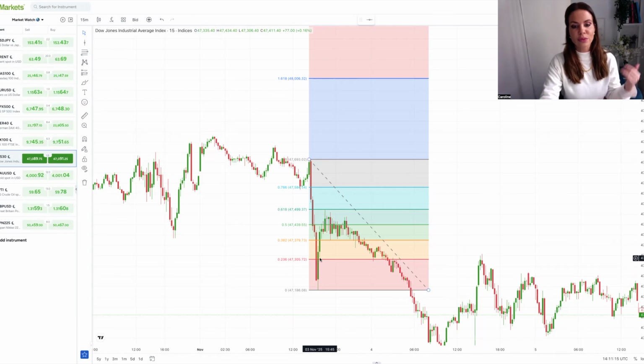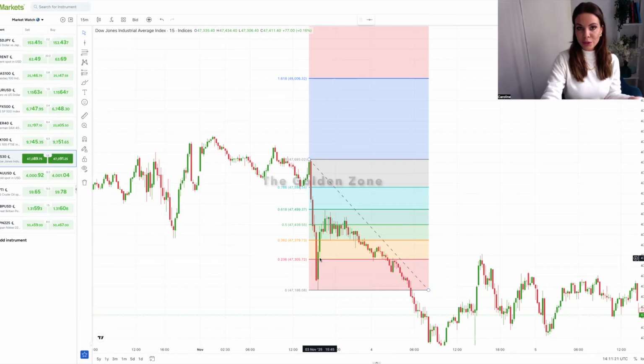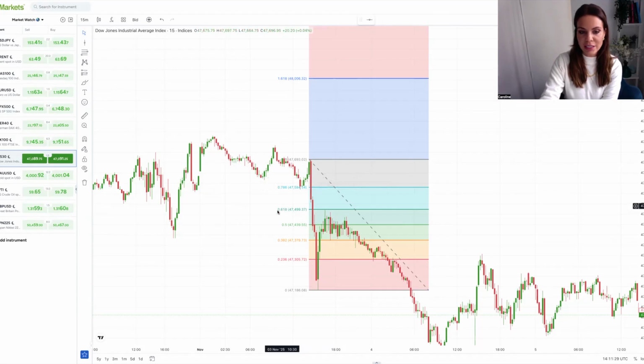But what you can do is wait for the pullback in the market and then enter at what is called the golden zone. The golden zone in trading on the Fibonacci is this 0.618 mark. And often what happens is the market will shoot down and then it will come back up to this point and then it will continue.